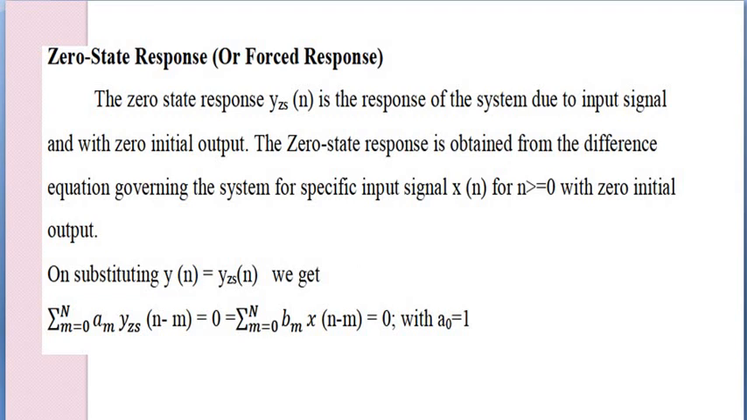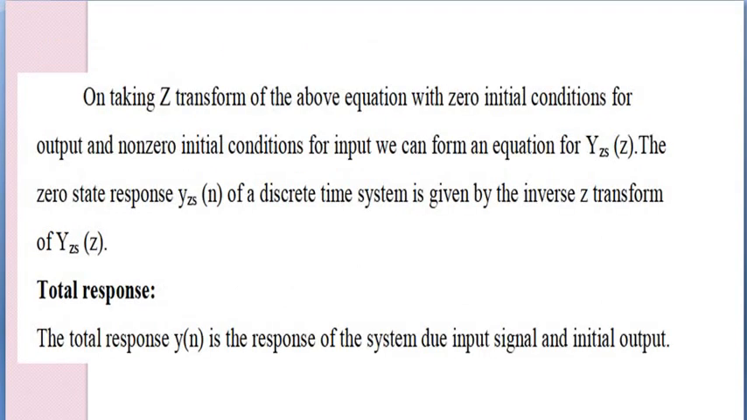That is equal to summation m equal to 0 to n of b_m x of n minus m, with a_0 equal to 1. On taking the Z transformation of the above equation with zero initial condition for the output and non-zero initial condition for the input, we can form the equation for Y_zs of z. The zero state response y_zs of n of a discrete time system is given by the inverse Z transformation of Y_zs of z.